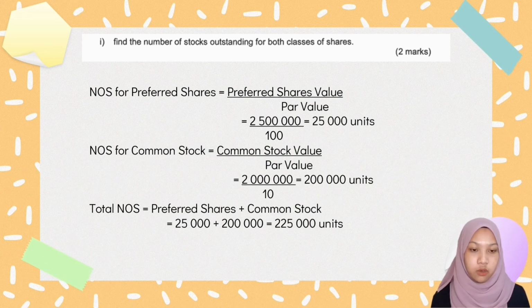Remember that the par values for preferred shares and common stock are 100 ringgit and 10 ringgit unless stated otherwise in the question. The total number of stocks outstanding for both stocks will be 225,000 units. We are finished with question B1.